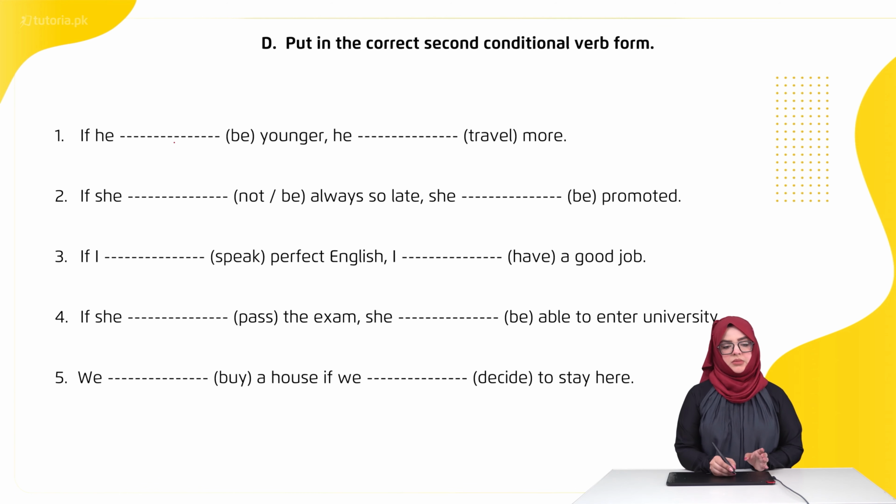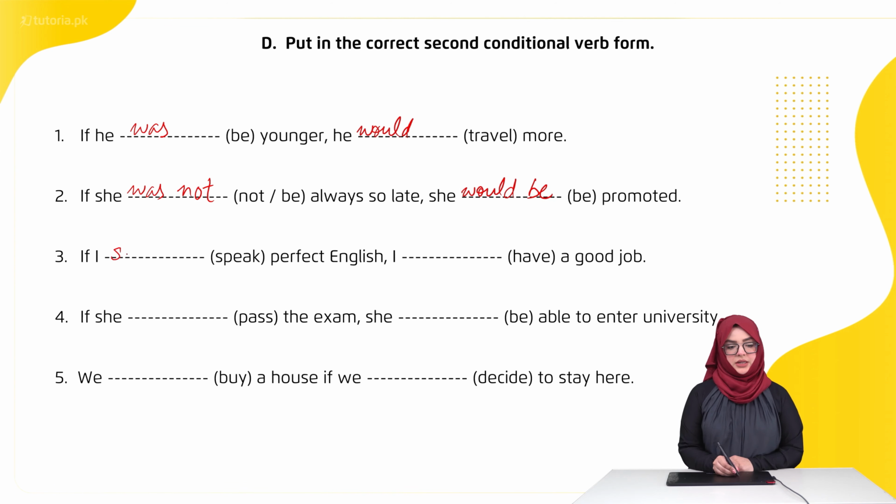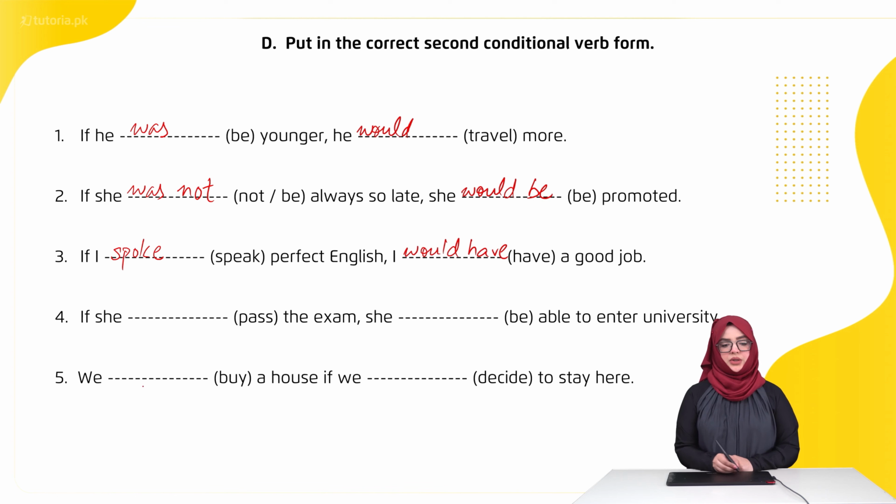Make sure that with if you always have to use past tense. So if he was younger, we will use the was form because we have to use past tense. He would travel more. If she was not always so late, she would be promoted. If I spoke perfect English, I would have a good job.